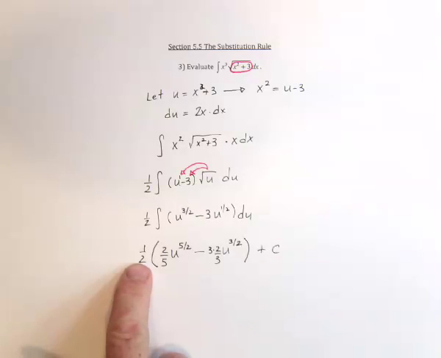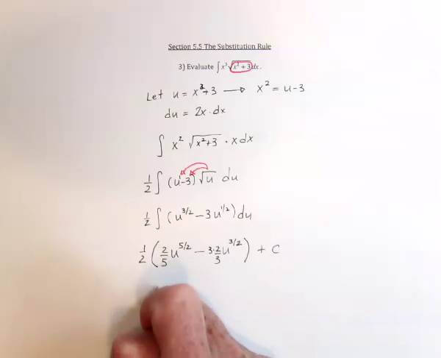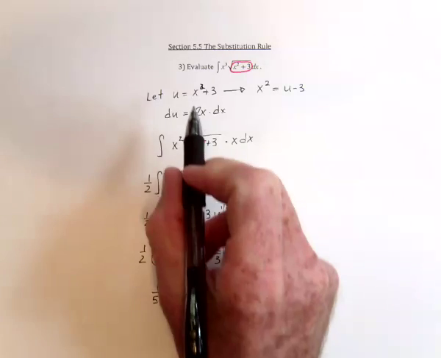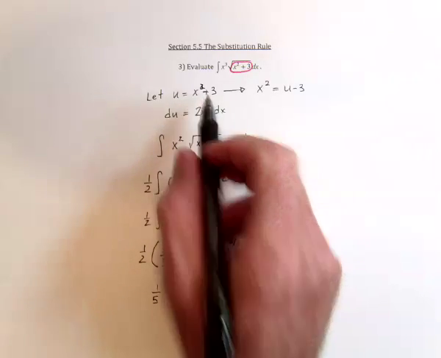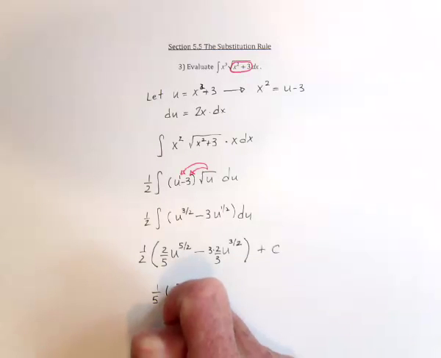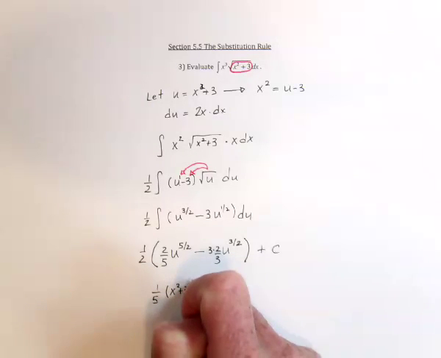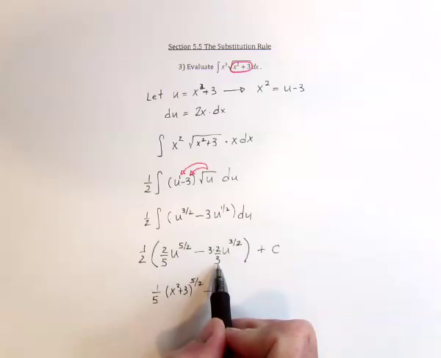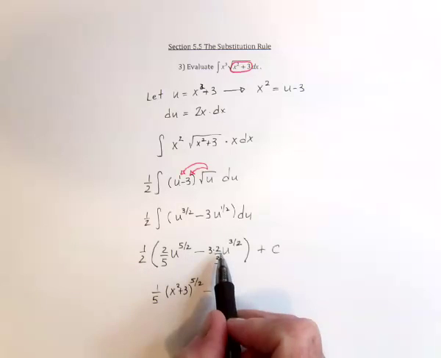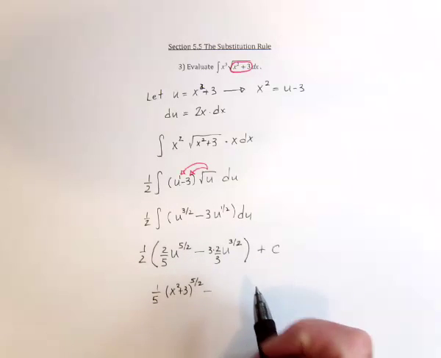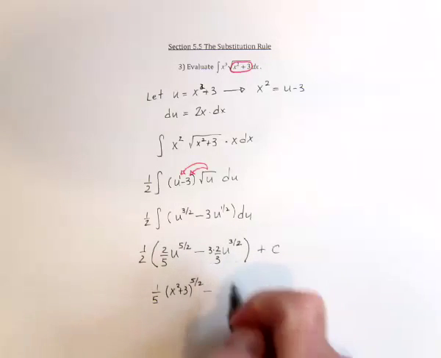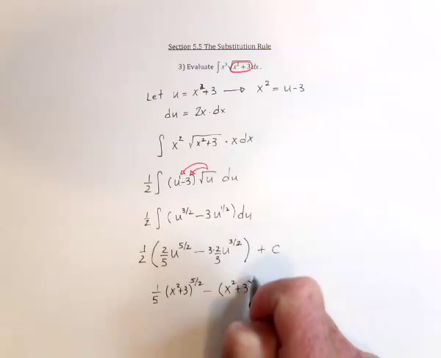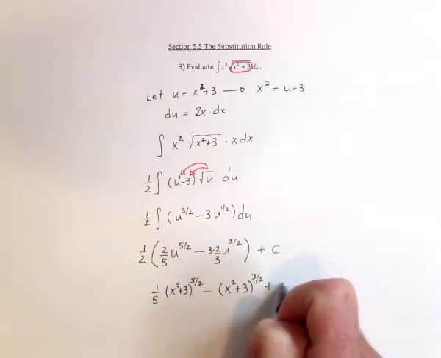When I distribute this 1/2, it's going to cancel that 2, leaving me just a 1/5. And then the u needs to be replaced. u is x squared plus 3. Over here, the 3's are going to cancel. When I distribute the half, the 2 is going to cancel, so it's just going to be subtract, and then replace what u is equal to, x squared plus 3, and that one's to the 3/2 power.